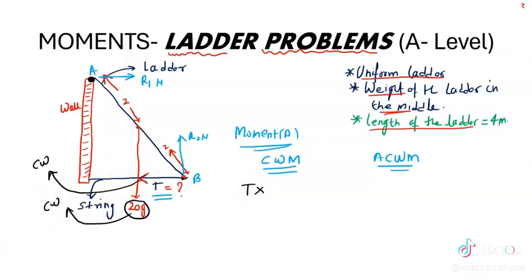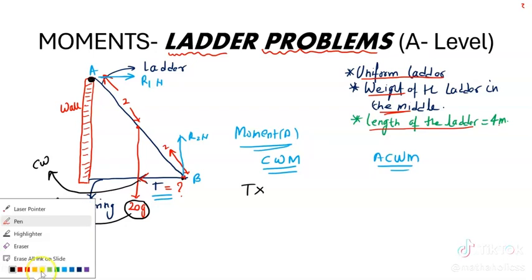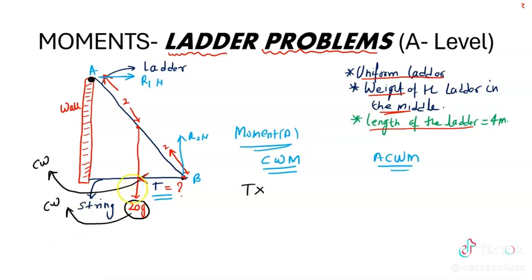For T, what should be the perpendicular distance here? Let's see the perpendicular distance for T. This is T, then the perpendicular distance will be this yellow line, right? T is going here, so the perpendicular distance will be this. This angle is given here as 70 degrees. So we can find it using SOHCAHTOA. Let's find it out here.